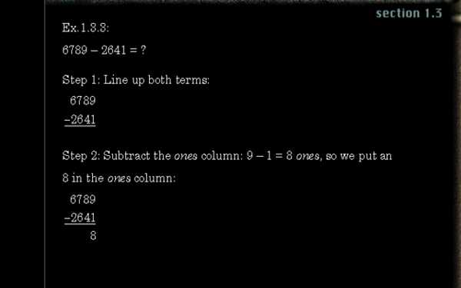Example 1.3.3. 6,789 minus 2,641 equals what? Step 1. Line up both terms like this. Step 2. Subtract the ones column. 9 minus 1 equals 8 ones. So we put an 8 in the ones column like this.